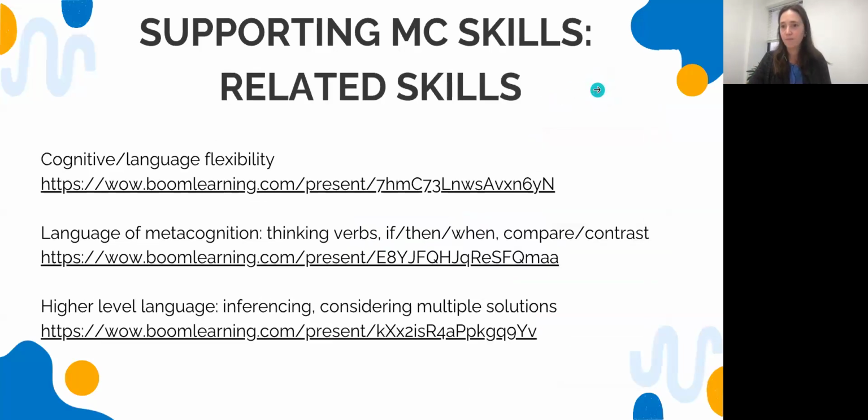Okay. So some related language skills. Metacognition, executive functioning, these don't exist in a vacuum. There's a lot of language embedded in both metacognition and executive functioning. I'm going to talk about a few language areas that I find tie in a lot. So we have cognitive flexibility or language flexibility.